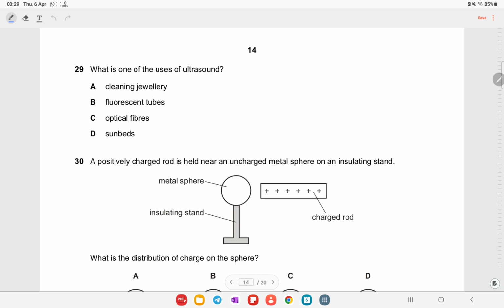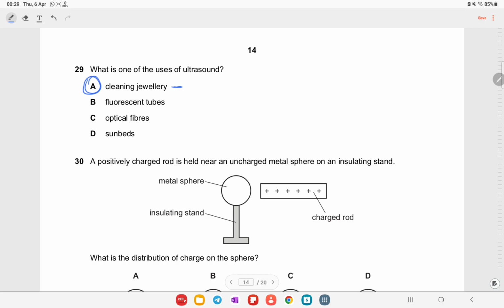What is one of the uses of ultrasound? So now you have to tell the uses of ultrasound. Fluorescence tubes, no, they are not used in this. They are used in cleaning jewelry. Yes, this is a valid reason. Optical fibers, no. Sunburst, no.